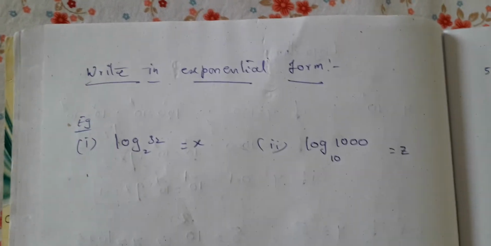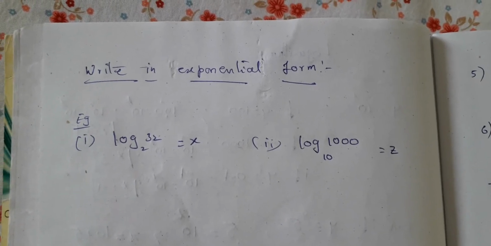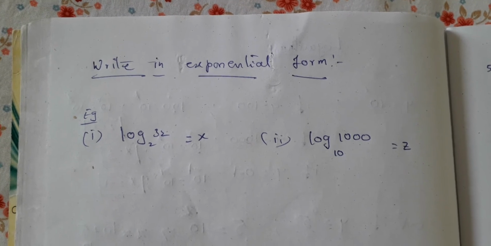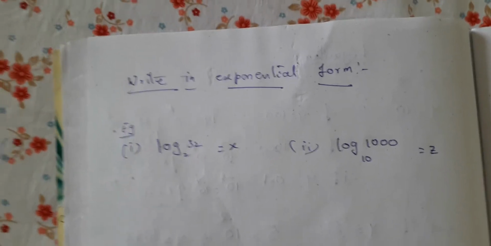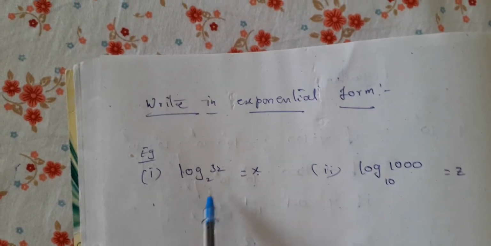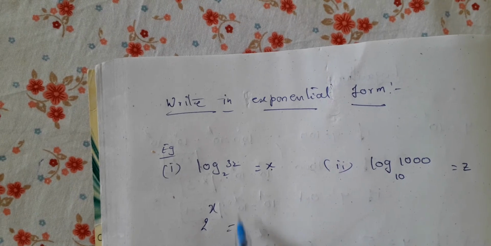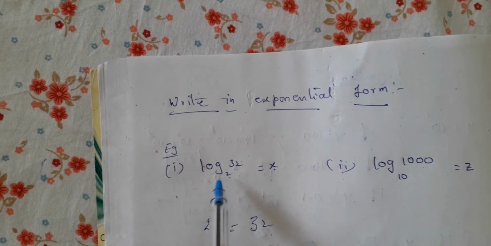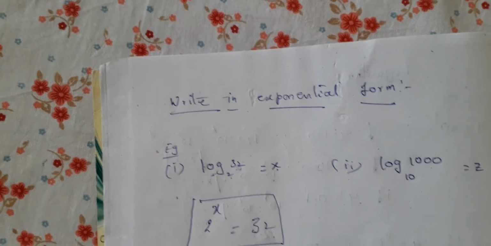So now let us write in exponential form. In which form is it given? The problem is given in log form. Now we are going to write the exponential form. Very easy. See, x is the power always. 2 is the base always. So 2 power x is equal to the LHS, where you are taking the logarithm. So 2 power x is equal to 32.